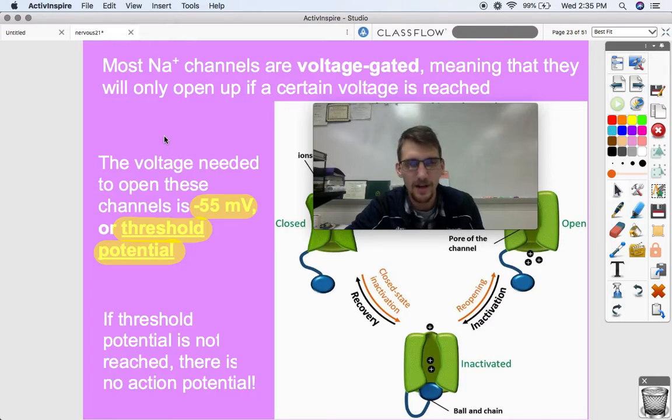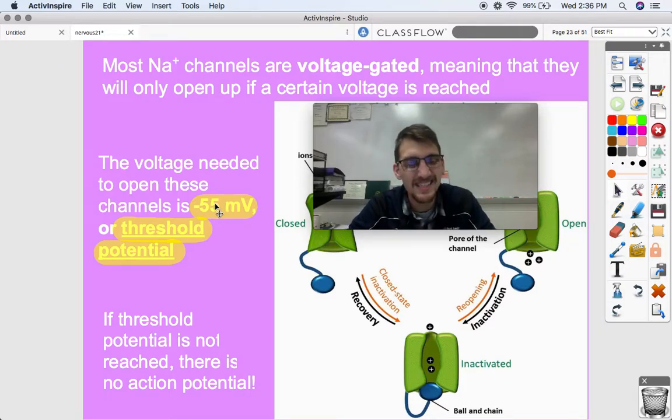It's almost like a password, like, did you reach threshold potential? That particular voltage that will serve as the key to open the door and allow the sodium ions to go in is negative 55 millivolts. So we need a very slight change, only a difference of 15 millivolts, in order to reach the threshold potential. The stimulus has to be strong enough for this voltage to be reached in order for the action potential to occur, for that neuron to pick up that signal and send it.